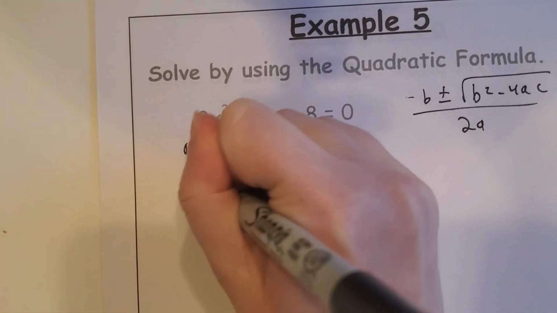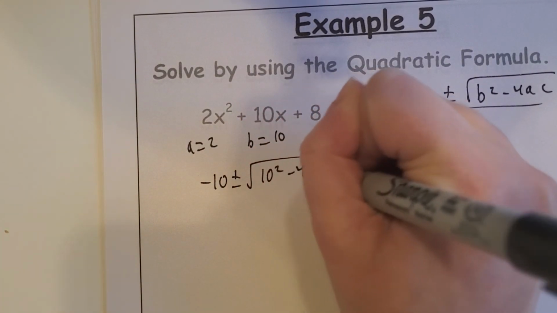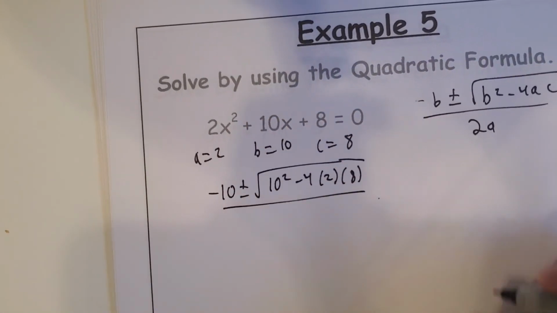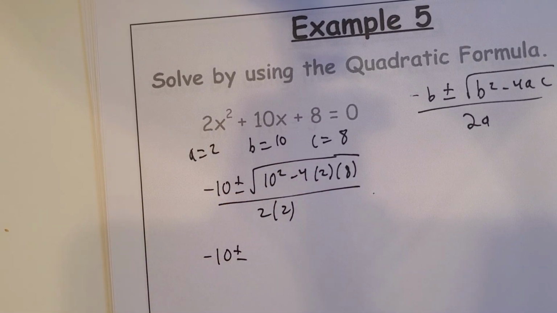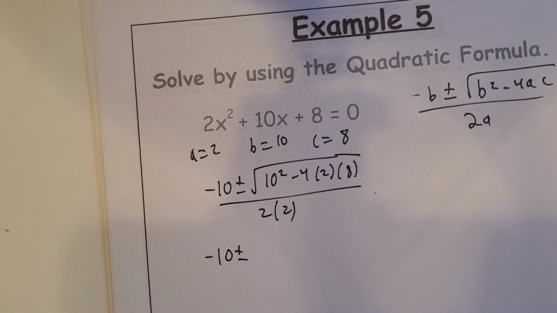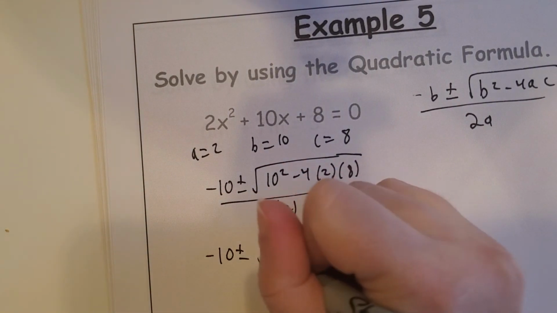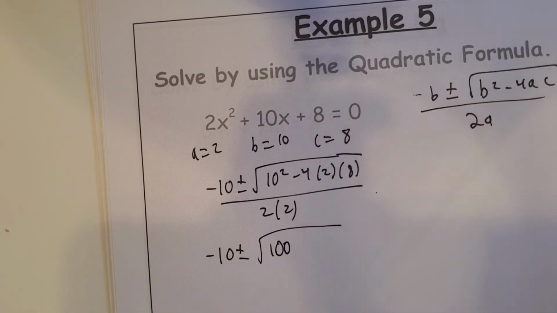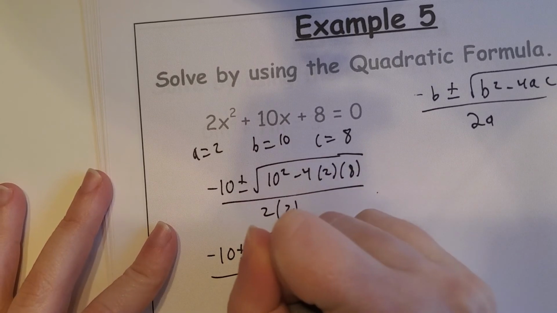So negative B, negative 10, plus or minus the square root of 10 squared minus 4 times 2 times 8, all over 2 times 2. So negative 10 plus or minus, now we want to simplify everything. I'm doing a couple different things at once. I'm sort of dealing with some stuff that's underneath the radical, following order of operations. Exponents, 10 times 10 is 100. Negative 4 times 2 is negative 8. Times negative 8 is negative 64. So this is 100 minus 64, all over 2 times 2, which is 4.